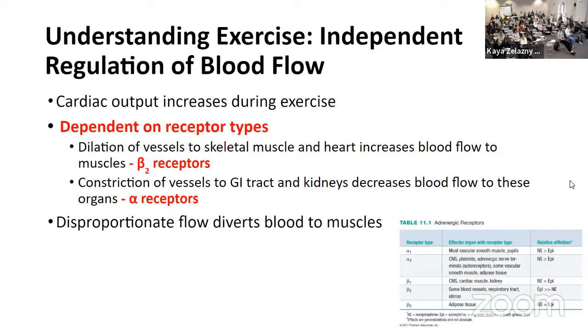All right. So this is part of how we were doing our regulation of blood flow. Especially during exercise, we think about it because our cardiac output is increasing. We know cardiac output is what we're subbing in for flow in that flow equation, right? So cardiac output is equivalent to our mean arterial pressure divided by our total peripheral resistance.